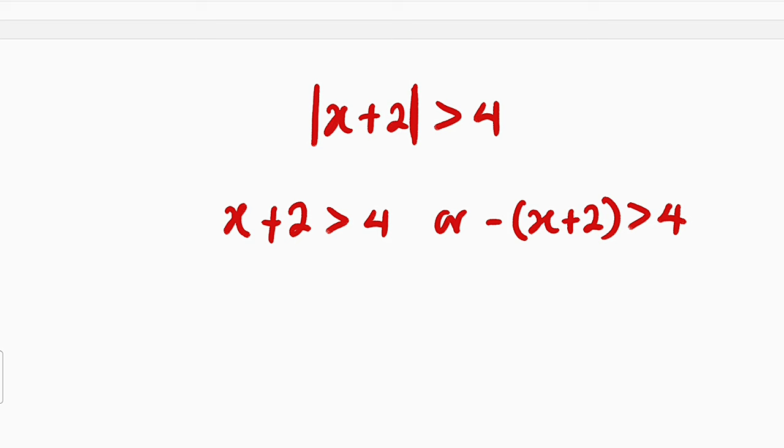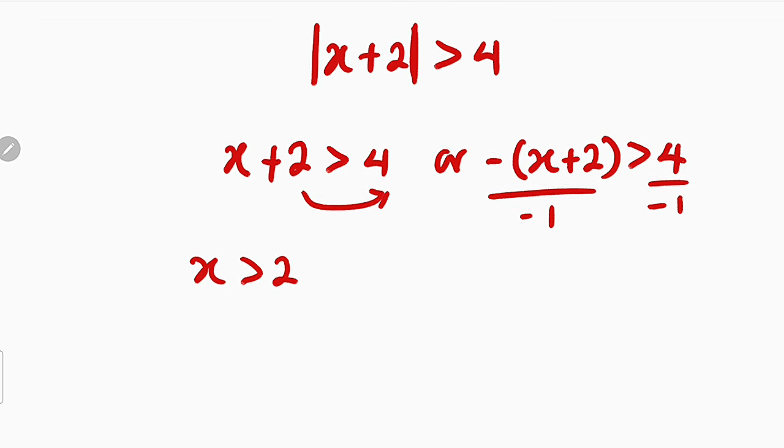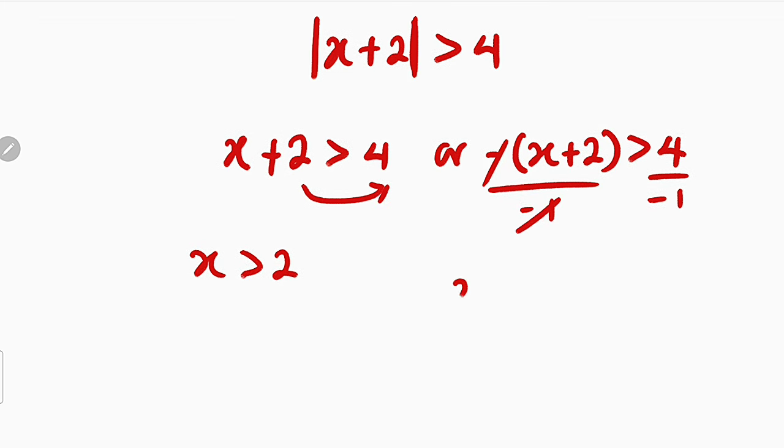So we solve them separately. Taking 2 to the other side, it becomes negative. We have x greater than 4 minus 2, which is 2. Then you come to the other side, you divide both sides by negative 1, such that this will cancel this. So we have x plus 2. But the direction of the inequality will change. Remember, if you multiply or divide both sides of an inequality by a negative value, the direction of the inequality will change from greater than to less than type. Then 4 divided by negative 1 is negative 4.